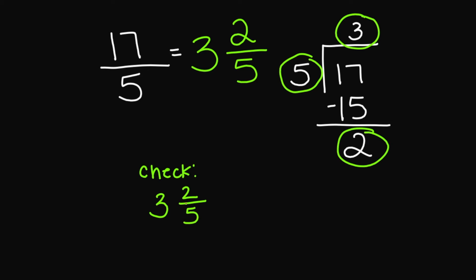To check my answer and turn it back into an improper fraction, I'm going to multiply 3 times 5. This is going to give us 15 plus 2. You're adding 2 from here. This is going to equal 17, so you're going to get 17 over 5. And that's the same answer we received in our original problem, so we know this mixed number is correct.